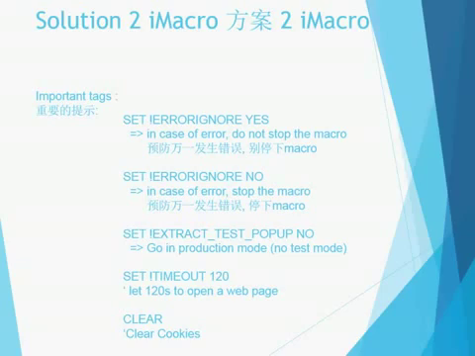And set error in your no, it means if there is any problem, you stop. Don't keep on if there is a problem. I recommend more to use error in your yes, so like this you can go to bed and it will work for the entire night. The second one is set extract test pop-up no, which means now it's in production mode. Do not show me what you're doing. Do it. Don't stop every 10 seconds or every 5 seconds to say, yes, I've done this. It's working, you see? Keep on.